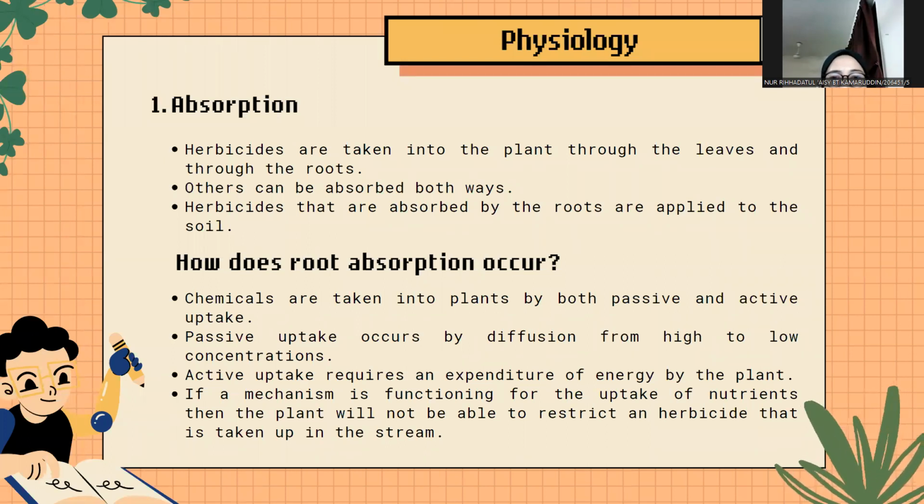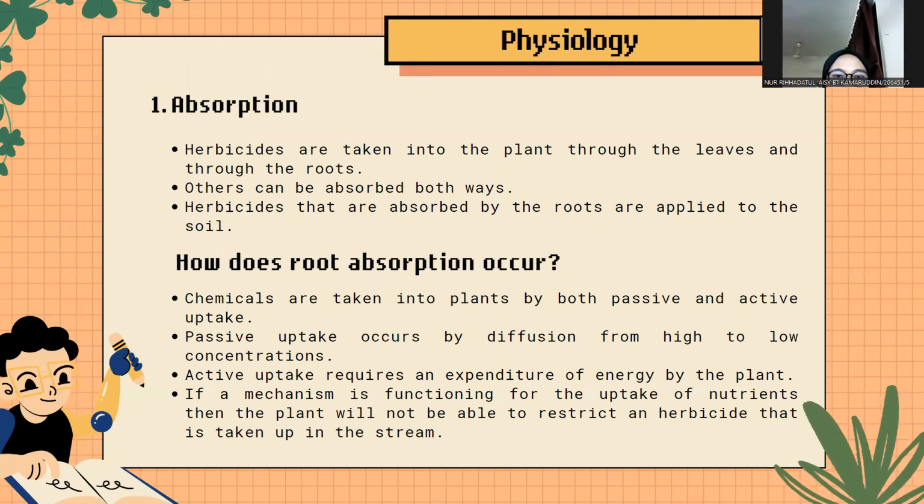Herbicides that are absorbed by the roots are applied to the soil. In practice, we refer to these types of chemicals as soil-applied herbicides. So how does root absorption occur? Chemicals are taken into the plant by both passive and active uptake. Passive uptake occurs by diffusion from high to low concentration and is not under close metabolic regulation by the plant. Active uptake requires an expenditure of energy by the plant and is metabolically regulated.